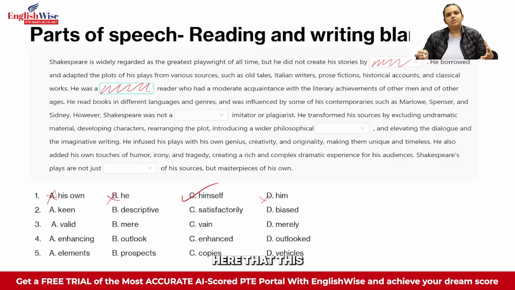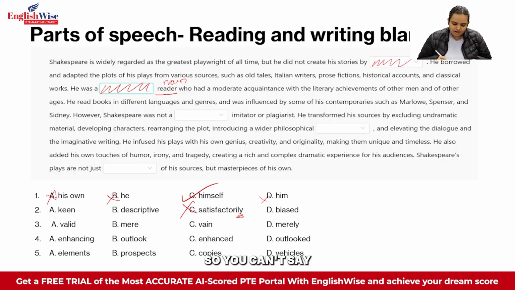Now you see over here that this sentence is making sense without the blank, so you will either put an adjective or an adverb. Alright, now from these adjectives and these adverbs, all of these are either adjectives or adverbs, but you see over here that this is a noun, so that means you only need an adjective in this blank. So let us look at the adjectives. So satisfactorily will straight away be a wrong answer, because satisfactorily, ly is an adverb. You don't need an adverb, you need an adjective over here.